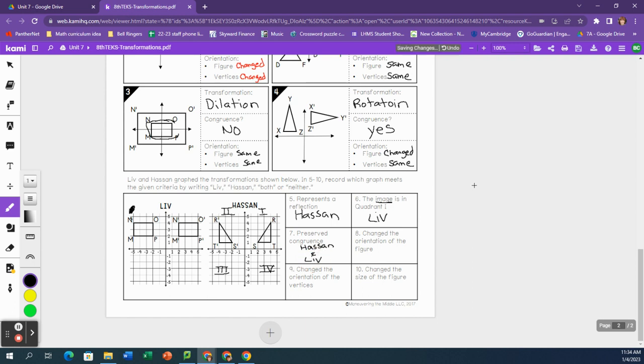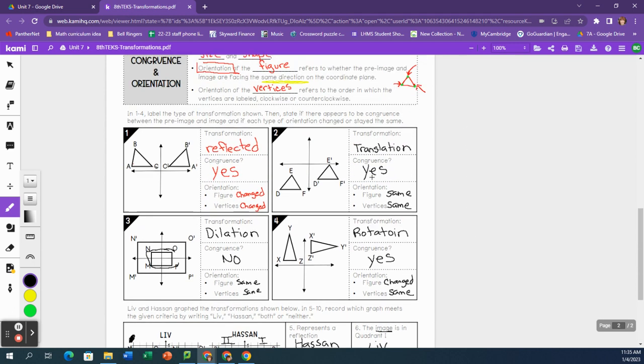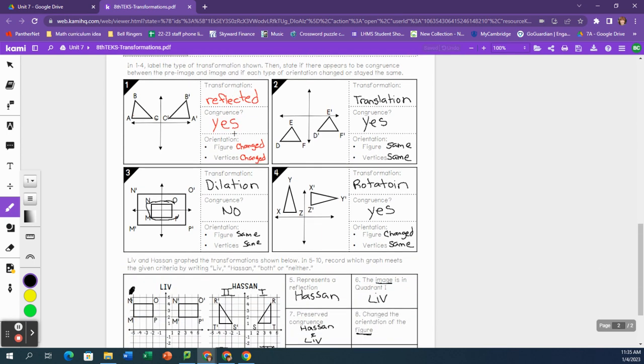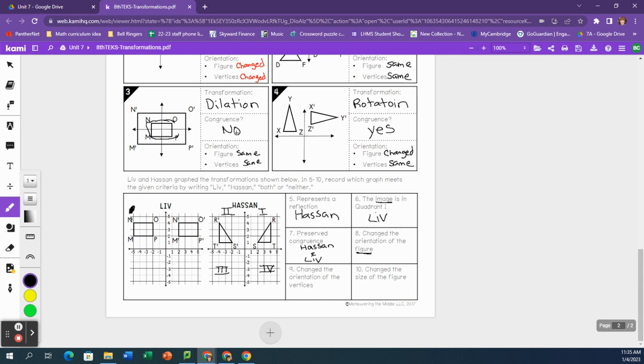Okay. Change the orientation of the figure. So which ones change the orientation of the figure? Remember, there were two types of orientation. Orientation of the figure, orientation of the vertices. Okay. The vertices are the same, but the orientation of the figure is different. See how the S is going this way and the S was going this way, but it's still in this order, TRS, TRS. So the orientation of the figure, that would be Hassan.